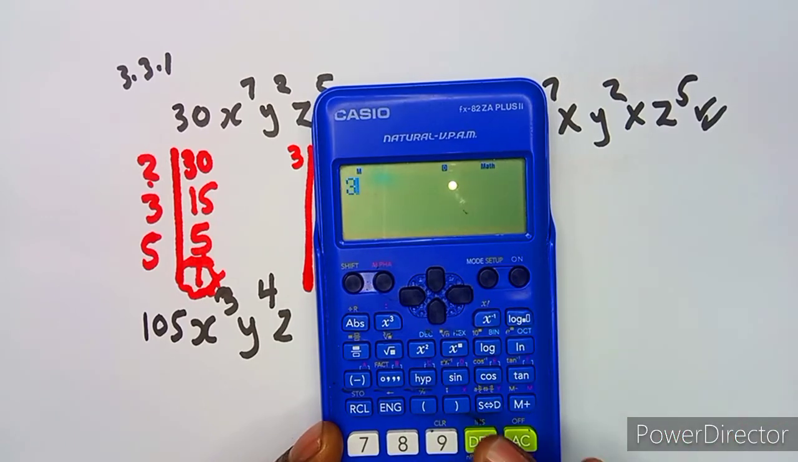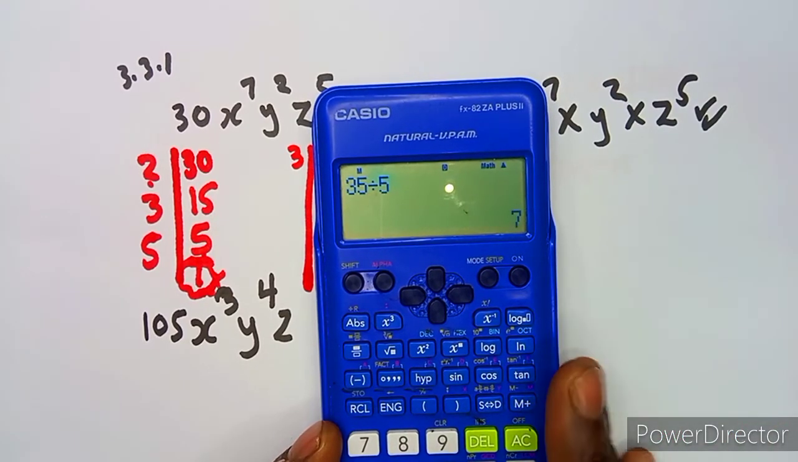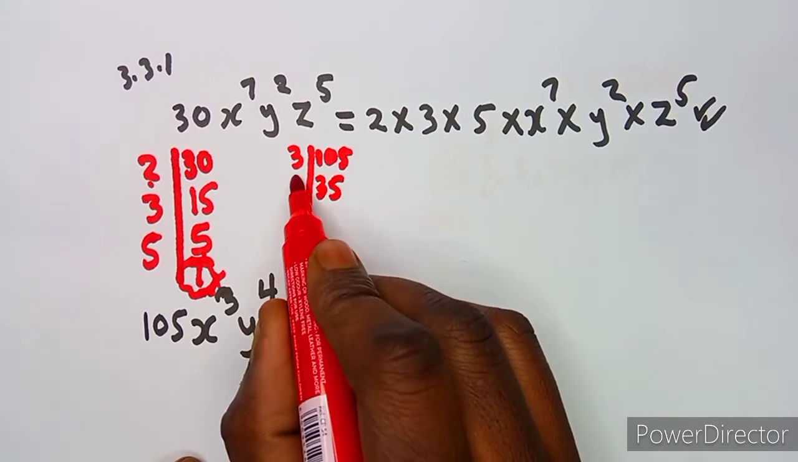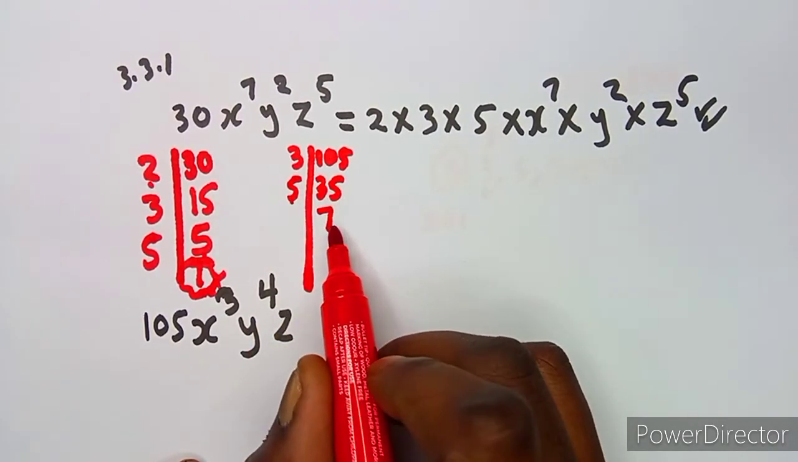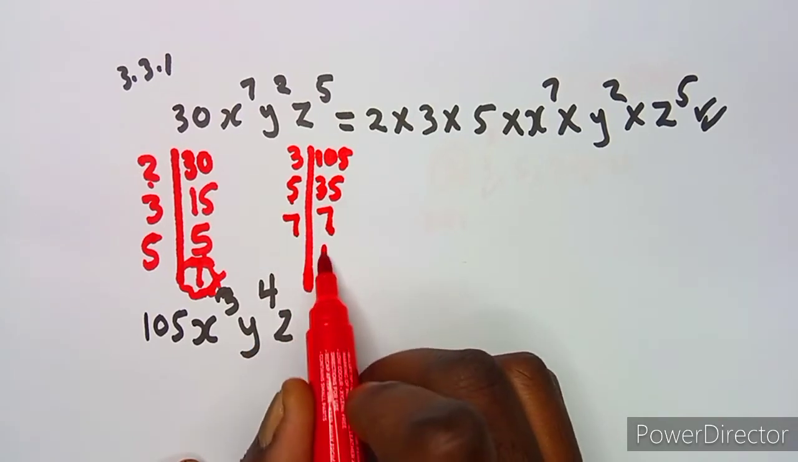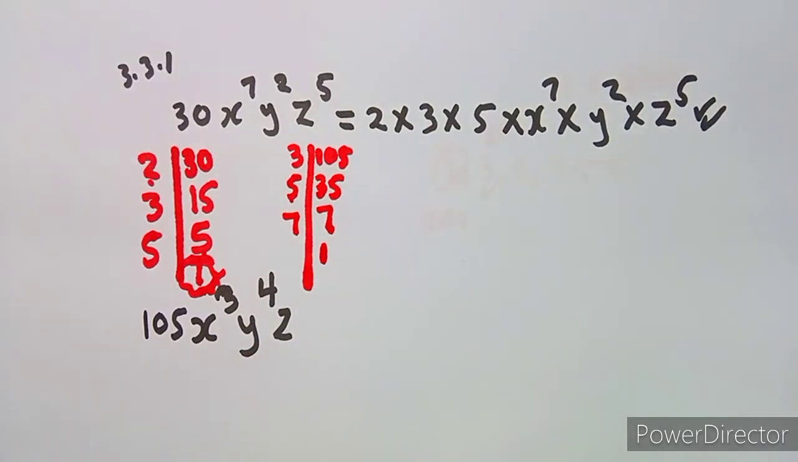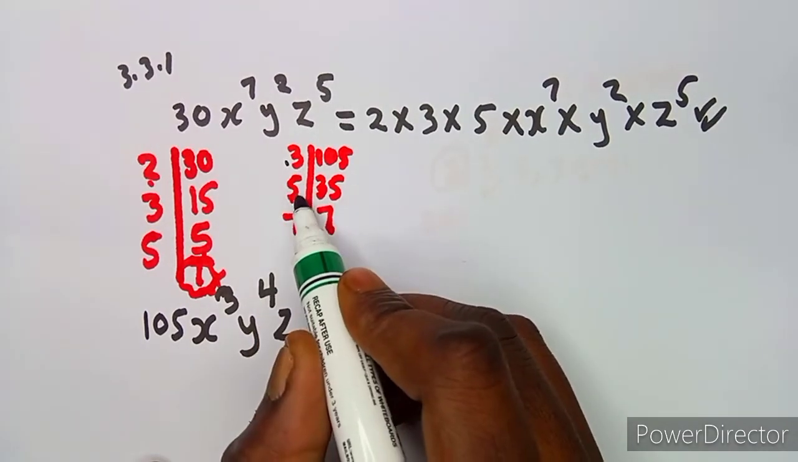So you have to move on to 5. 35 divided by 5 is going to give us 7. So you've got 5 here. 35 divided by 5, that's a 7. And 7 as a factor is just 7 like that. So this is what you're going to obtain. These are the prime factors that we are obtaining from 105, which is 3 times 5 times 7.